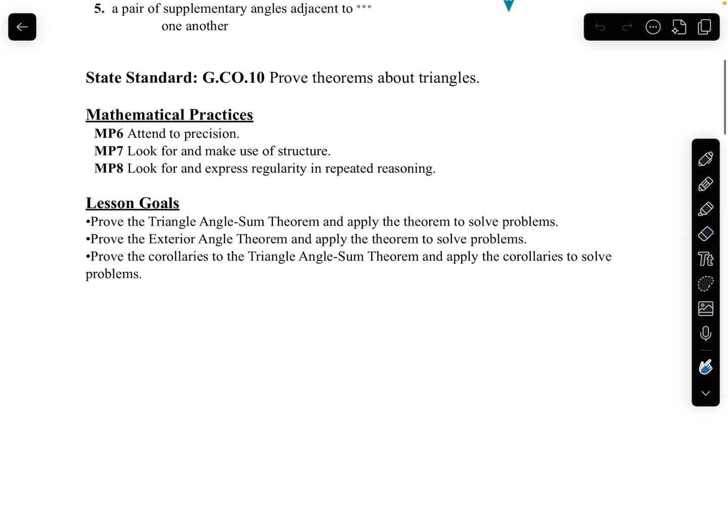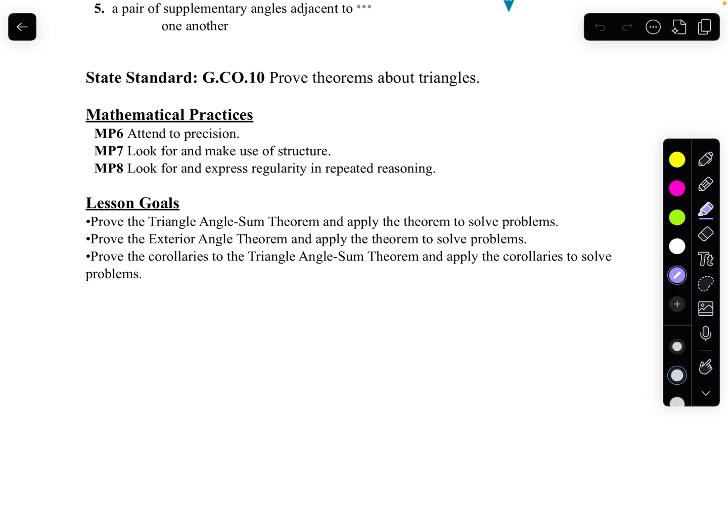What we want to do today is we're going to do a proof of the triangle angle sum theorem, and we're going to apply that theorem to solve some problems. We're going to prove the exterior angle theorem and apply that to solve problems. We're going to prove the corollaries of the triangle angle sum theorem, and we're going to apply those corollaries to solve problems. In other words, we're going to do a lot of proofs today, at least in this lesson.